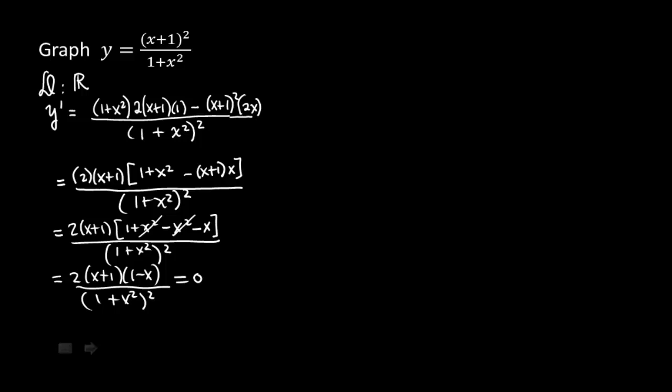So y prime is 0 when x is equal to negative 1 and positive 1, because all you do is set the numerator to 0. The denominator will never be 0, so there's no zero in the denominator. So let's check that out.